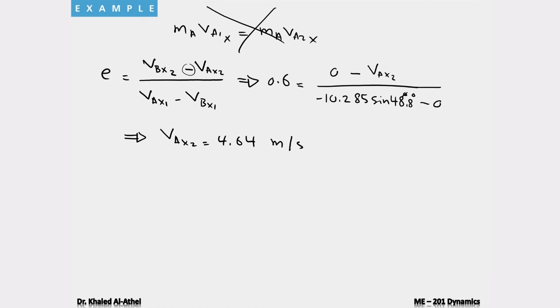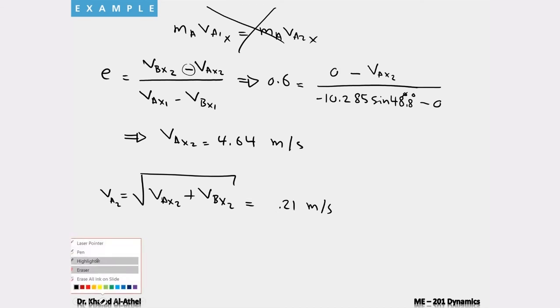Now I have the two velocities. The problem asks you to find the speed. Speed is a scalar quantity. That means speed is the magnitude. So speed of A, VA2, should equal the square root of VAx2 squared plus VAy2 squared. And this should give you a value of 8.21 meters per second. And this solves this example for you.